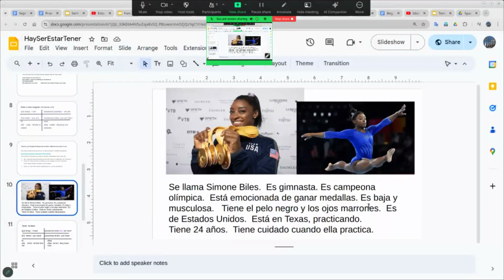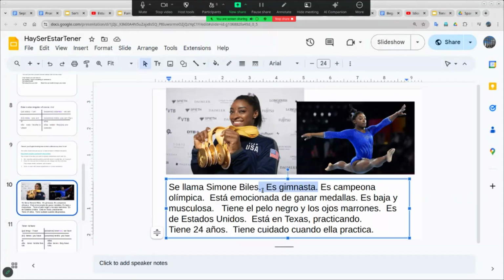Let's look at this. Muchos ejemplos. Una persona muy famosa. Sí, se llama Simone Biles. I'm going to talk about who she is. I can't use estar. Es gimnasta. She's a gymnast, that's what she does. It identifies her. Es gimnasta, see?